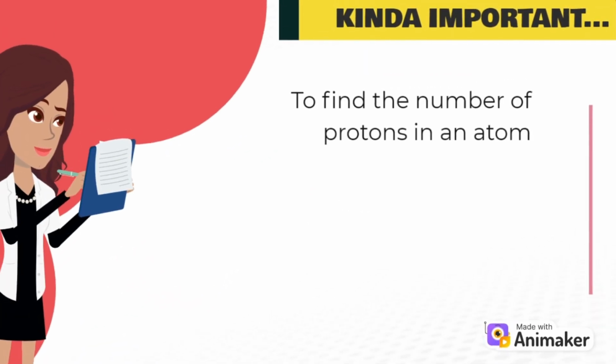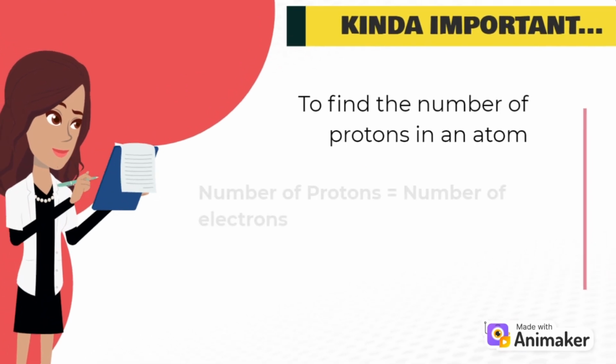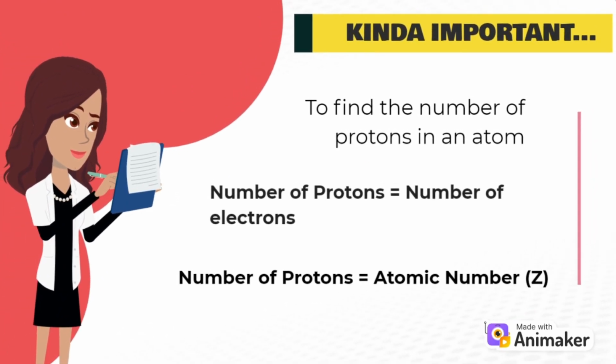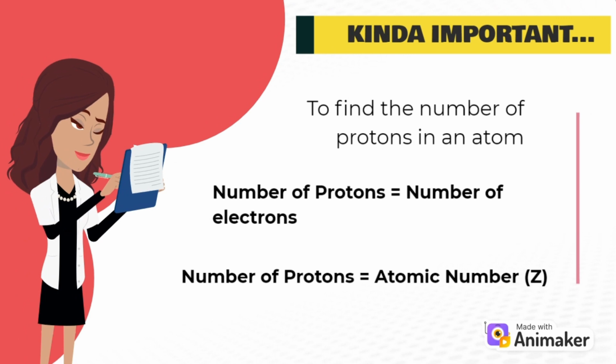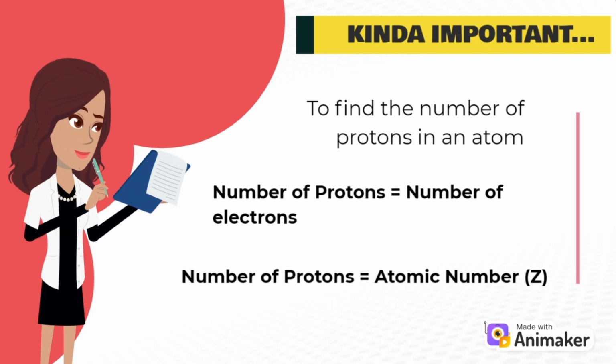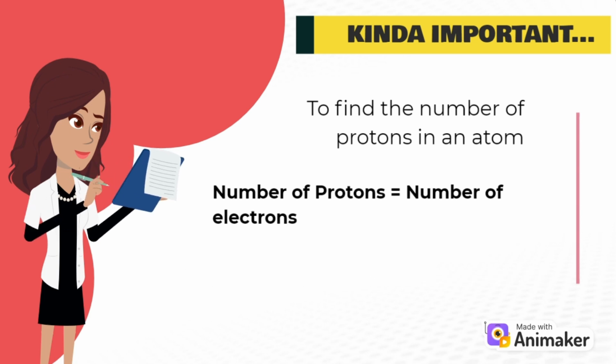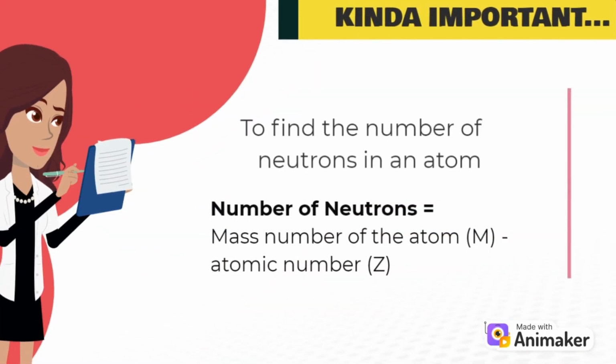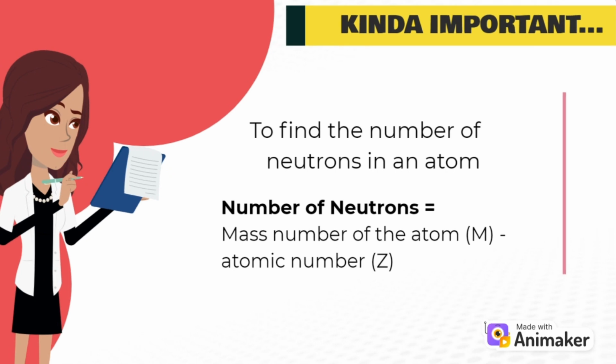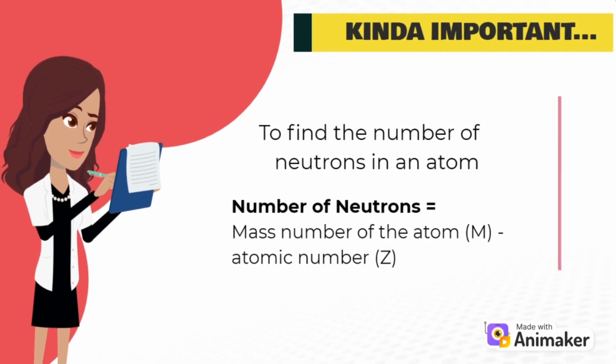Normally, atoms would contain equal numbers of protons and electrons, meaning the number of electrons would equal the number of protons. The number of protons in an atom is known as its atomic number. The number of neutrons is equal to the difference between the mass number of the atom, M, and the atomic number, Z.